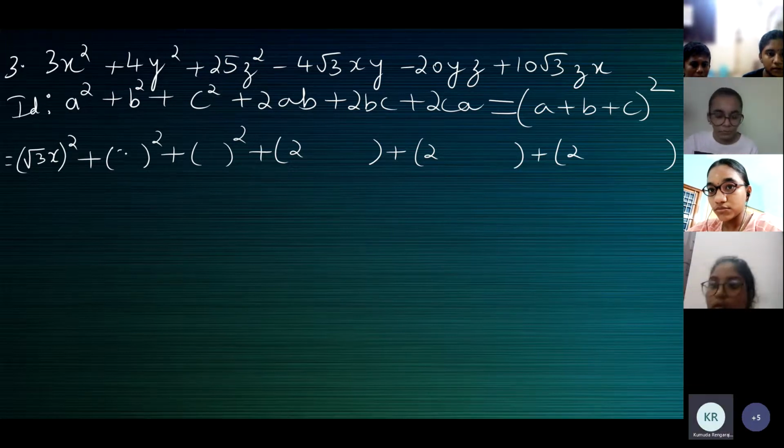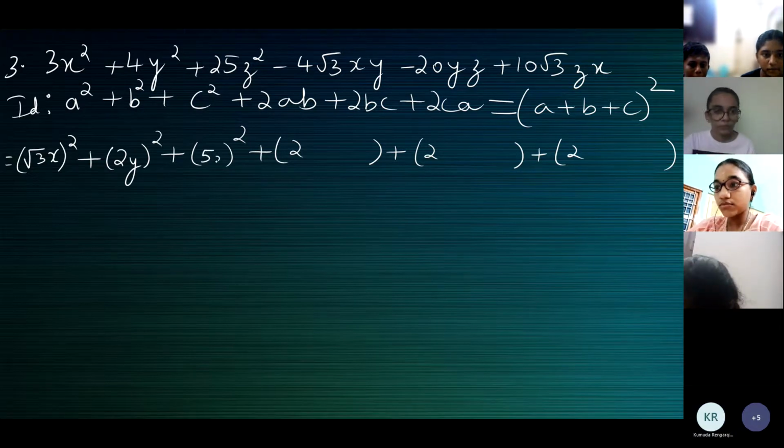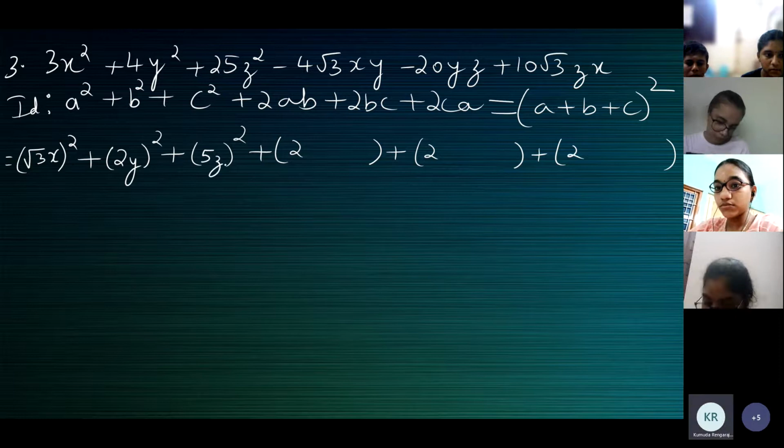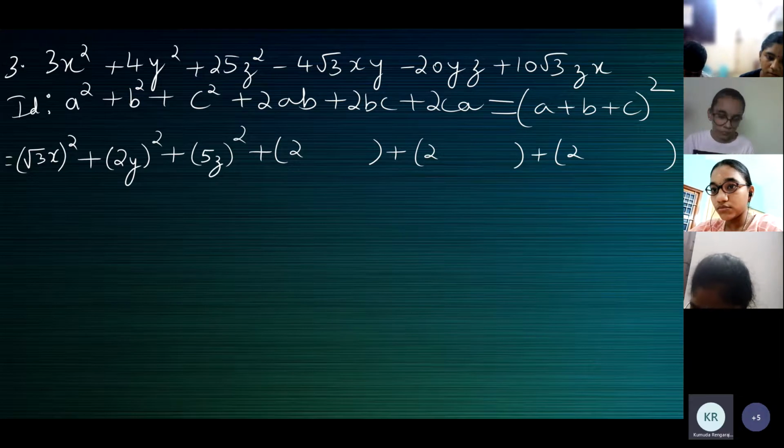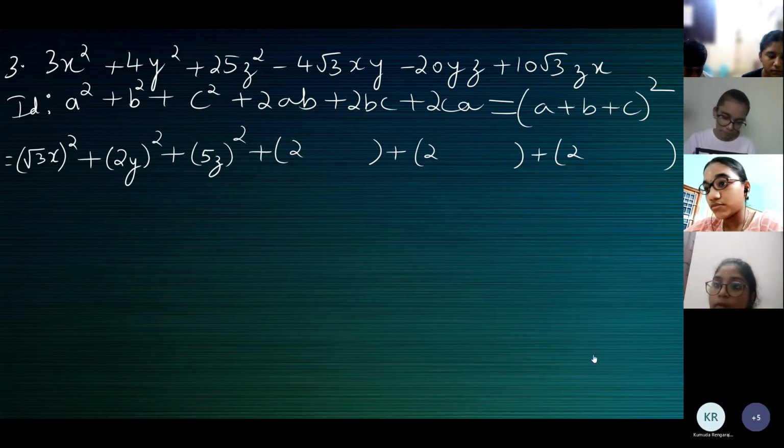Second bracket: 2y, ma'am. Third bracket: 5z, ma'am. Yeah, 5z, because 5z into 5z is 25z squared. 2y into 2y is 4y squared. Root 3 into root 3 is 3, x into x is x squared. So now we have identified a, b, and c.